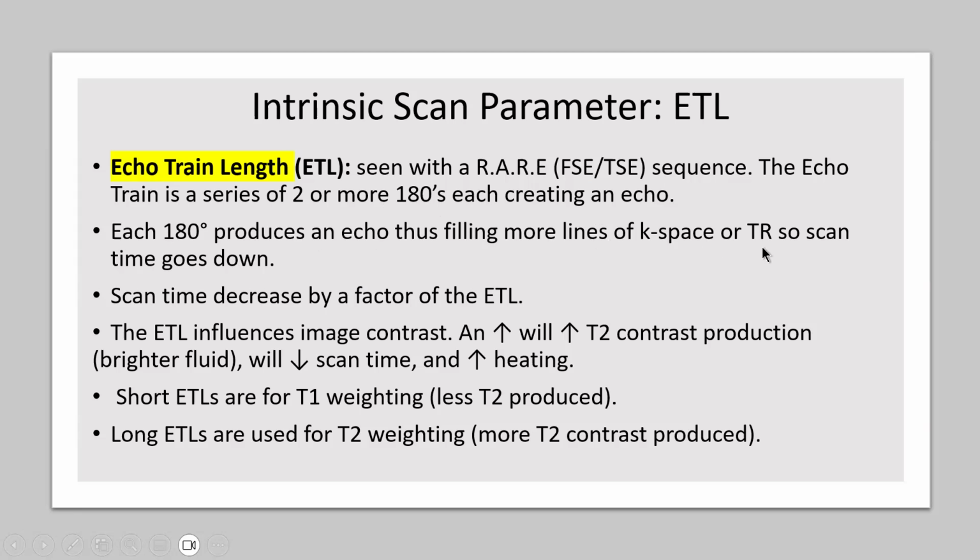filling more lines of K-space per TR, so scan time goes down. This word "or" should be "per," okay? So we're filling more than one line of K-space per TR per slice. So your scan time is going to decrease by a factor of your echo train. Echo train, however, is going to influence image contrast. An increase in echo train is going to mean more T2 contrast, because the later echoes are going to get more T2. So the TEs are going to go up.